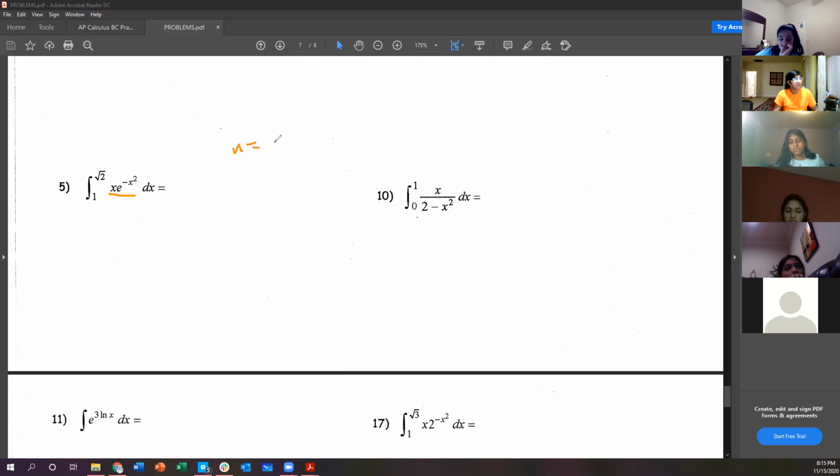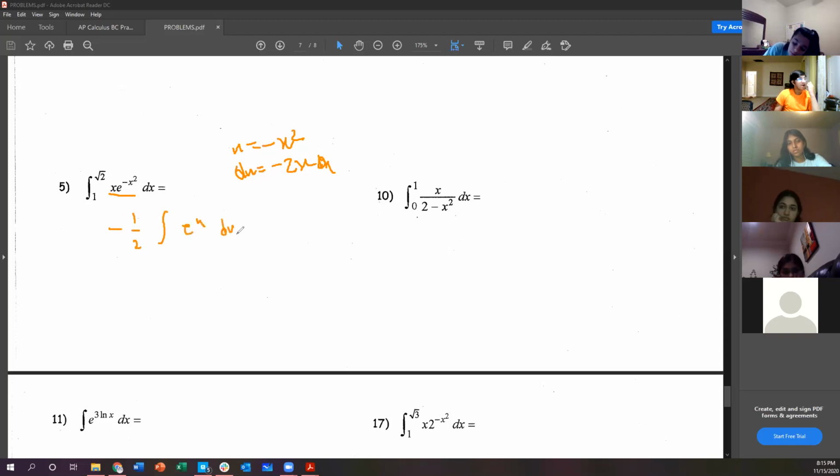So let's say u equals negative x squared, du equals minus 2x dx. Now how should I set up my u substitution? Anyone? Curran said it, right? Curran, do you want to repeat that? Yeah, I multiplied it by half essentially. So negative half du equals x dx. So if you expand it out, you get negative half integral of e to the power of u du.